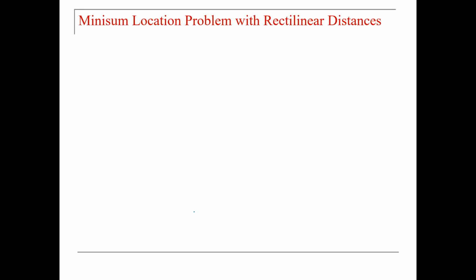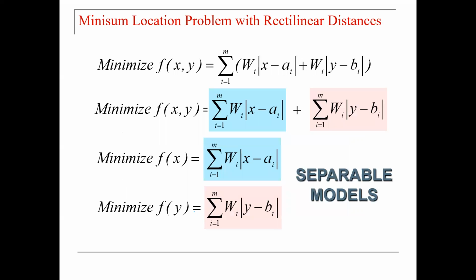So the minimum location problem with rectilinear distances can be formulated as follows. The objective function is the minimization of this function for x and y. So we want to minimize the summation from i to m. M is the total number of existing facilities, and you go one by one. For each one of the facilities, you want to compute this equation, which is the weighted distance. And then you're going to sum the whole thing based on that possible location of the new facility. Okay, so x and y, those are unknowns.